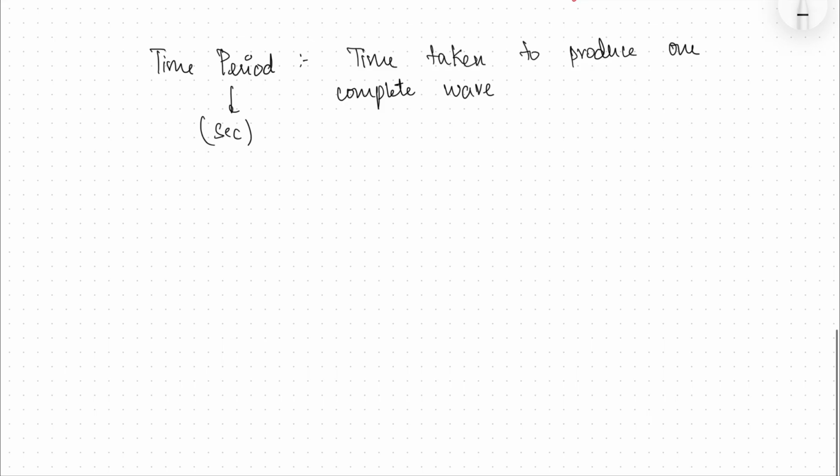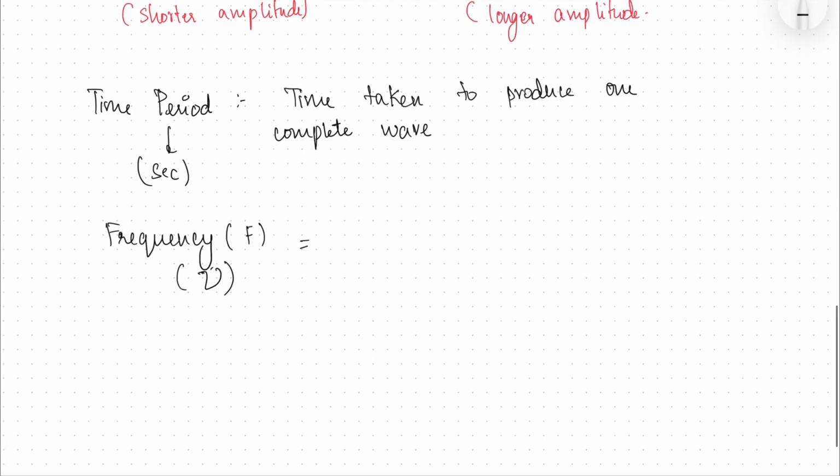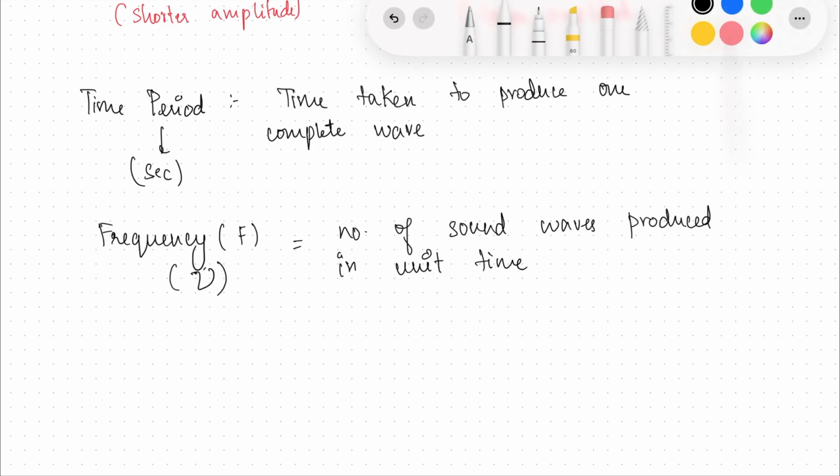Then you have frequency. Frequency can be denoted as f, and sometimes it's also called nu. This looks like gamma. It's also represented as nu, but frequency is the number of sound waves produced in unit time. Is your frequency number of sound waves produced in unit time, and its unit is hertz.